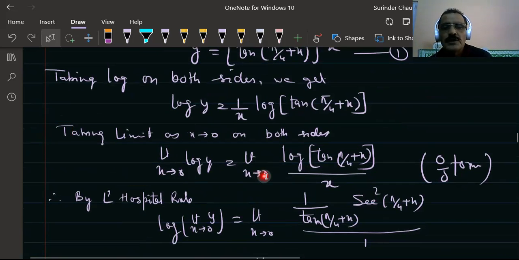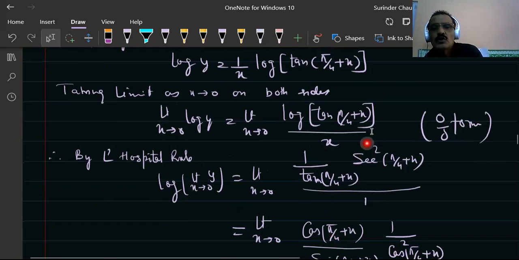Now check the right hand side. Which form is this? This is log of 1, which is 0, so it is 0 by 0 form. You can apply L'Hospital's rule. The left hand side remains the same. So this is equal to 1 upon x (the derivative of log x is 1 upon x), and the derivative of tangent of (pi/2 minus (pi/4 plus x)) is secant square of (pi/4 plus x). The derivative of x is 1.